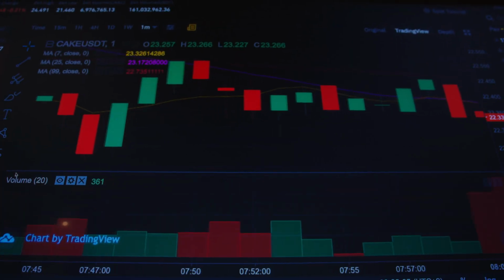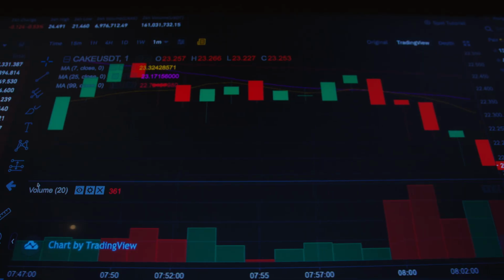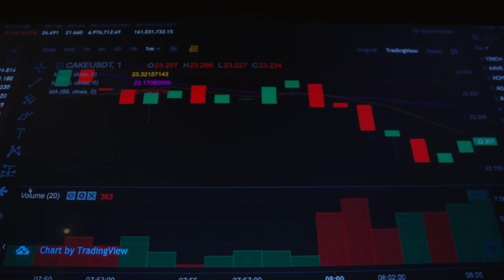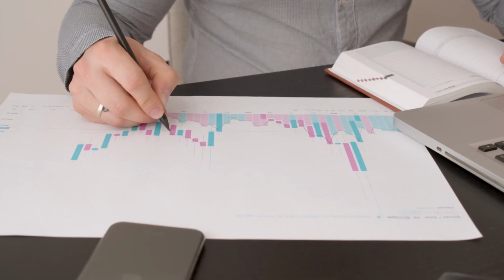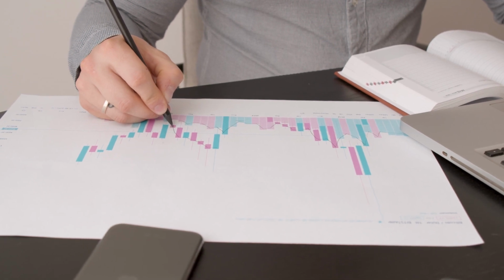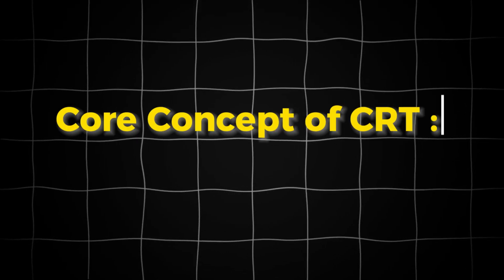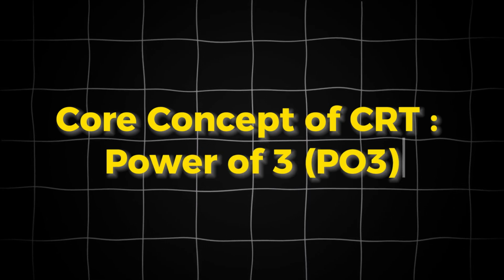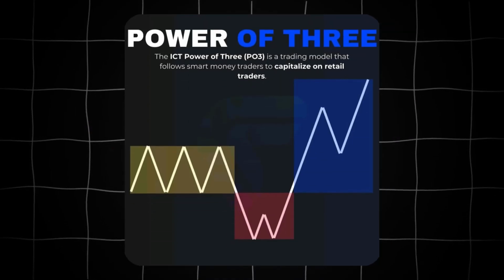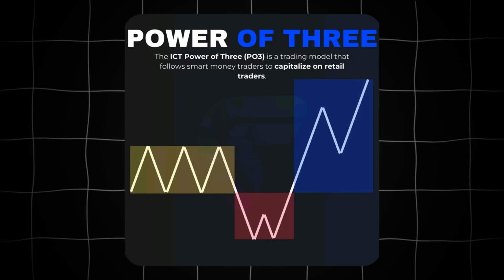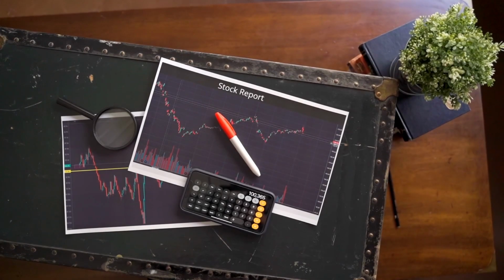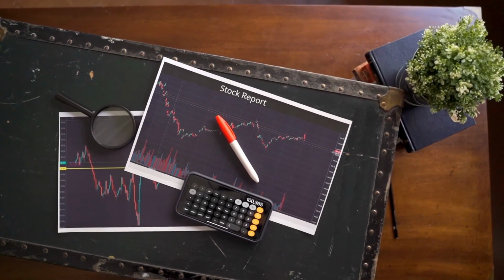According to CRT, even a single candle can be traded because each candle has its own range. By understanding this range, we can gauge the market's direction and momentum. Core concept of CRT: power of 3, PO3. The core concept of CRT is the power of 3, PO3, which defines market behavior.